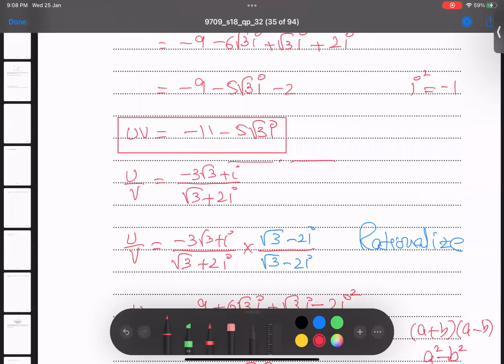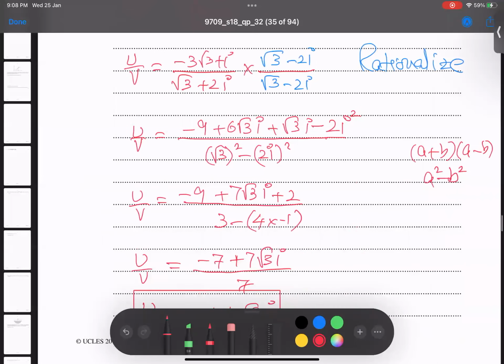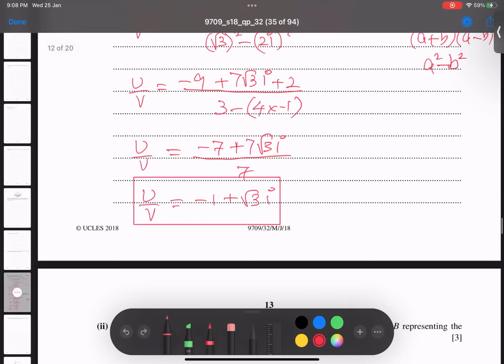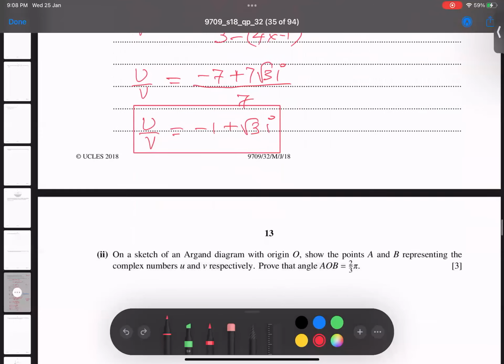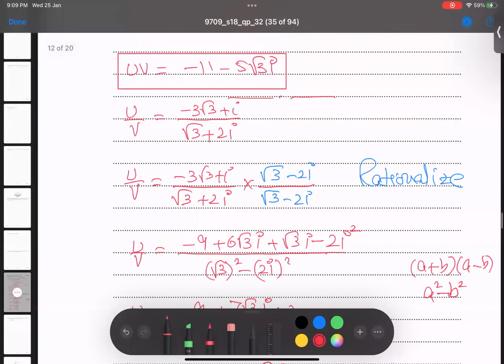Okay. Next part, what is it asking for? This is done. The next part is asking for a sketch on an Argand diagram. Show points A and B, A represented by u and B represented by v. Make sure A is represented by u and B is represented by v. Sorry, they are not dividing, simply u and v. So let's start. What are u and v? Let me copy from here. U is minus 3 root 3, and what is beside it? Plus iota.